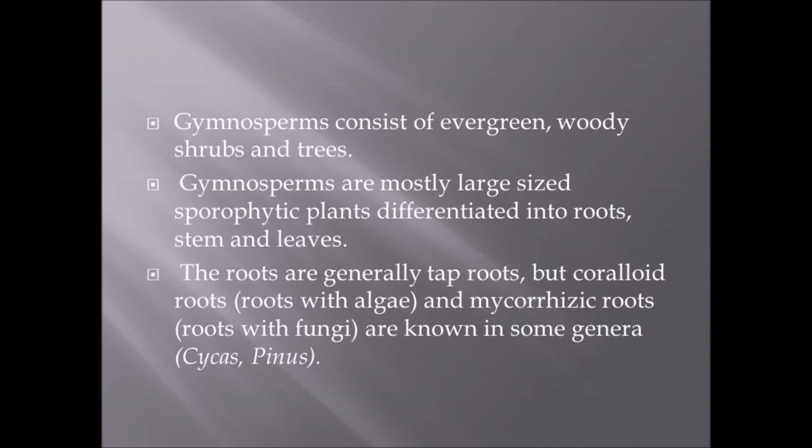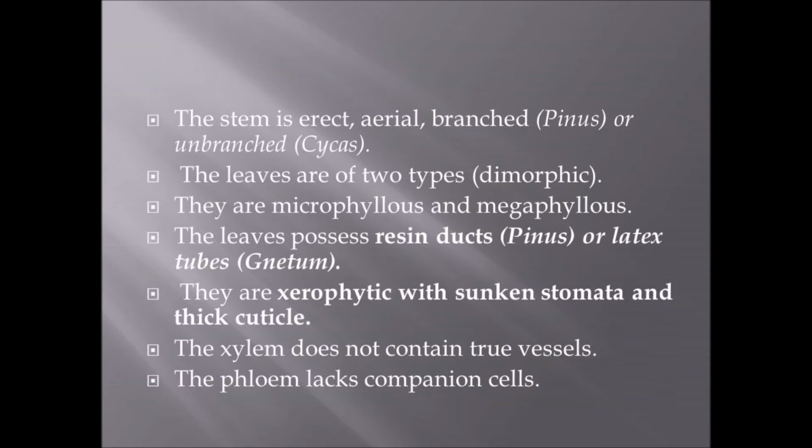So these types of roots are usually present in some genera. So they are cycas and pinus. So in cycas and pinus, usually the roots will have algae in them, that is called as coralloid roots, and they may have fungi on them, and they are called as mycorrhizal roots.